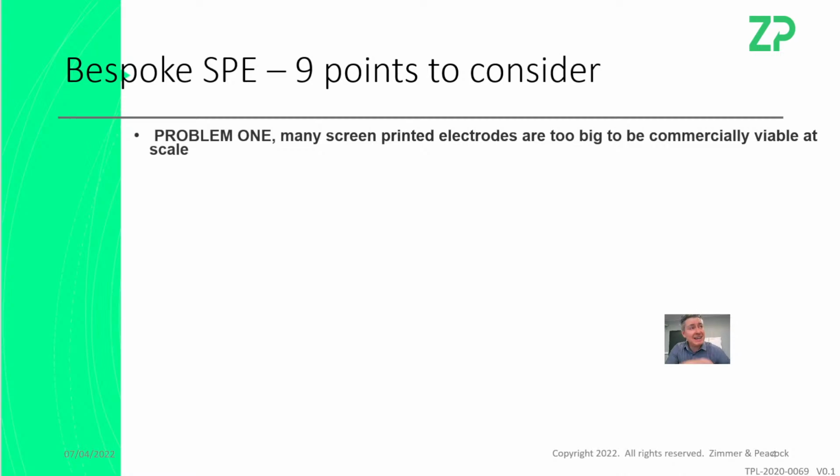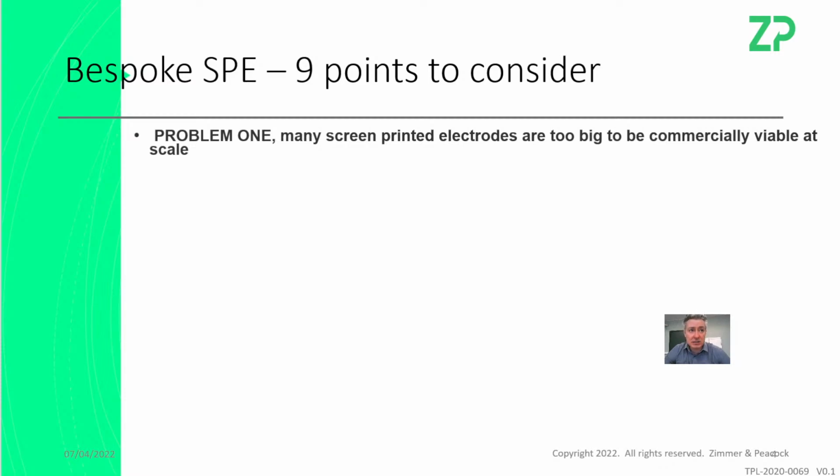Many screen printed electrodes that are even standard products in the R&D market are too big. And what I mean by that is their length and their width, they're too long and they're too wide. And this means that when we're trying to manufacture, the manufacturing density of the screen printed electrodes is too low. So when you are asking the question, can I have a customized screen printed electrode? The first thing to do is say, is this electrode essentially too big?